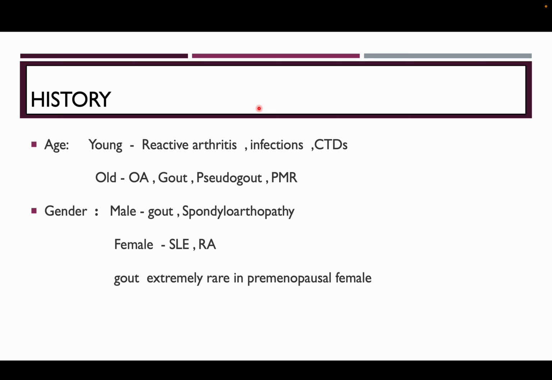In males, generally ankylosing spondylitis and gout are common. In females, SLE and rheumatoid arthritis are more common. And gout is extremely rare in premenopausal females. You should not label a premenopausal woman, especially a 40 or 50-year-old female coming to you with toe pain, as gout. It is extremely rare, because uric acid levels increase in puberty in males and in females after postmenopausal age. That is an important thing. Gout should not be labeled in premenopausal females. Any female who is menstruating won't have gout.